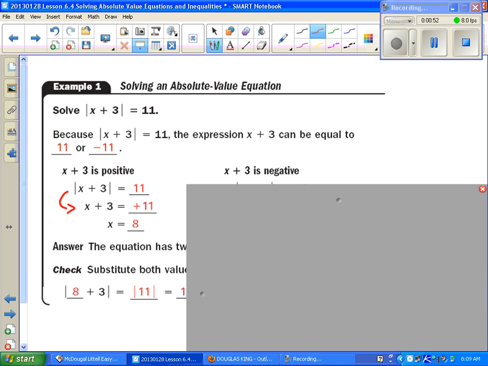So you have x plus 3 equals 11. Get rid of plus 3 like we always do by subtracting 3. And if you do it on the left side, subtract it on the right. And that's how you get x equals 8.